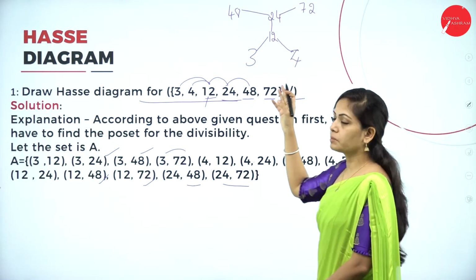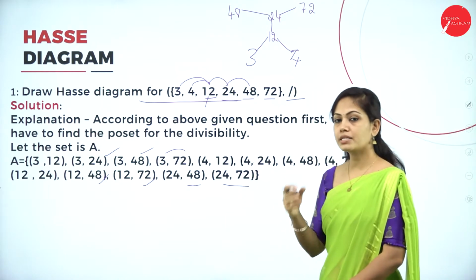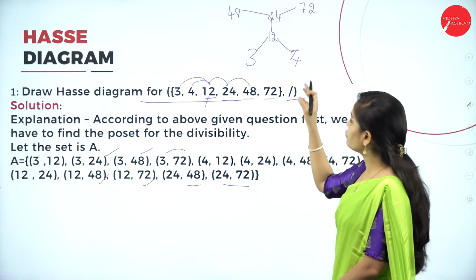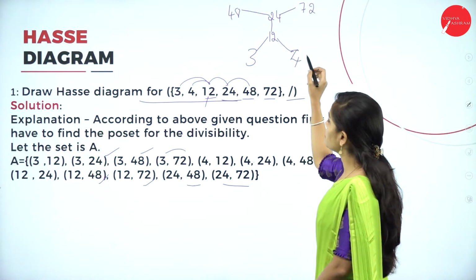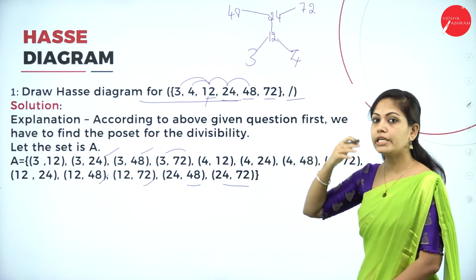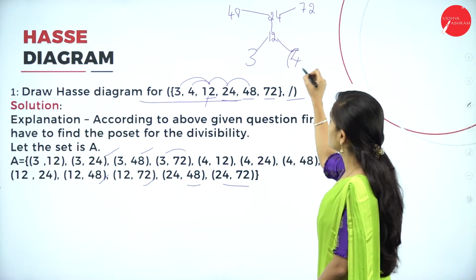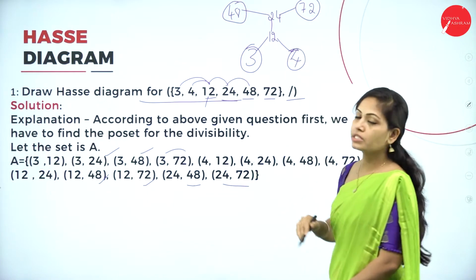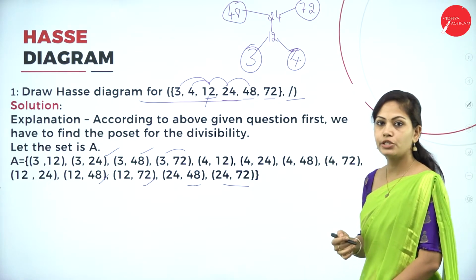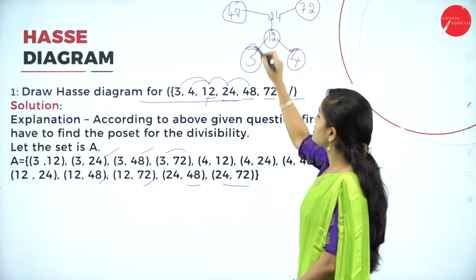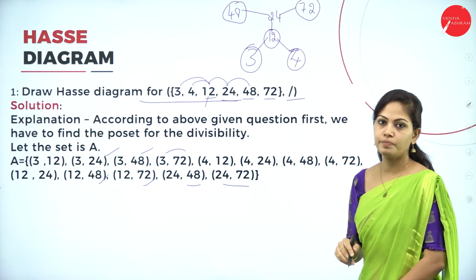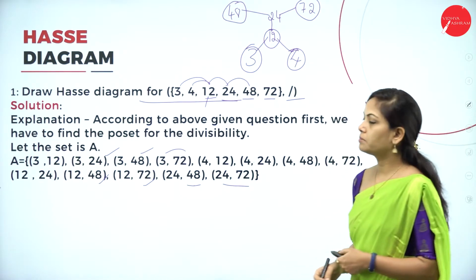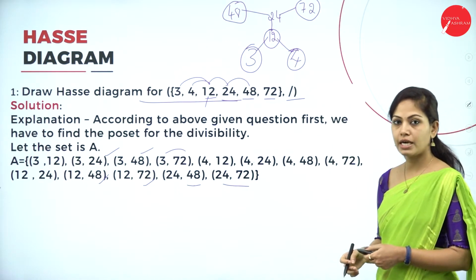In examination, sometimes you will be asked to find the maximal value and the minimal value in a Hasse diagram. So here, how will you find the maximal value? Maximal values are the values which are not related to any other higher values. That is 48 and 72. They are maximal values. And the minimal values are 3 and 4, which are not related to any lower values. So this is your Hasse diagram and the maximal and minimal values in the Hasse diagram.